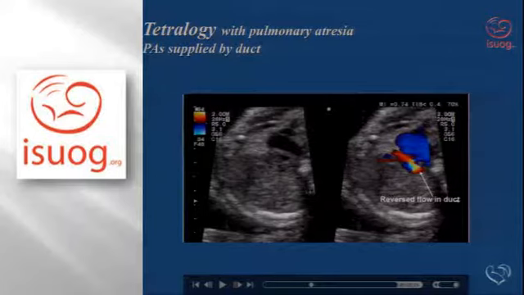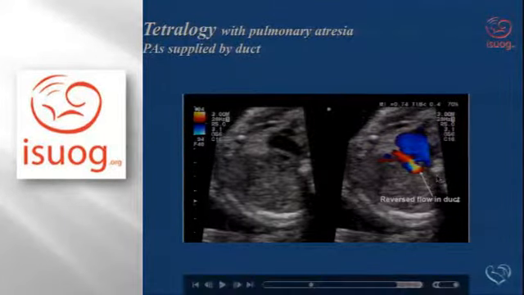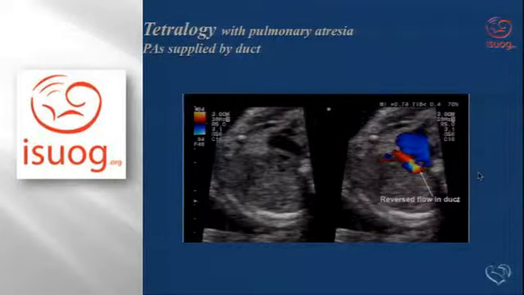The vessels are crossing over, but we have reversal of flow in the arterial duct without any forward flow across the main pulmonary artery.